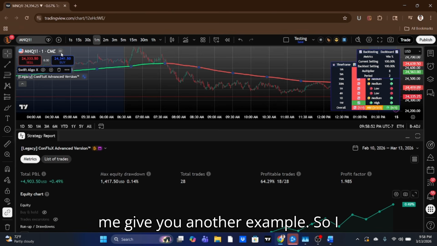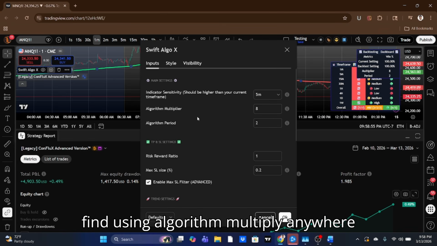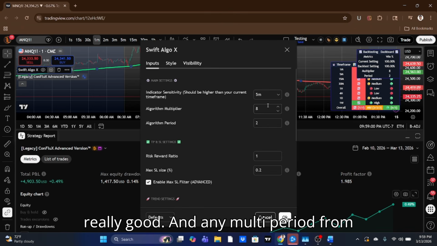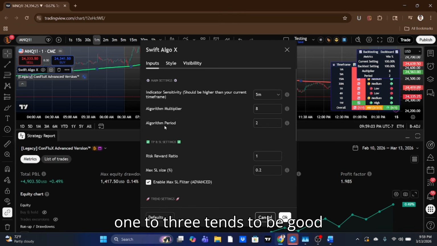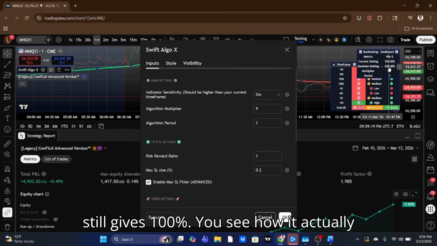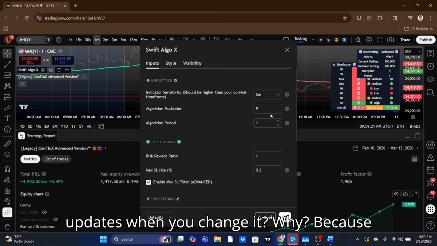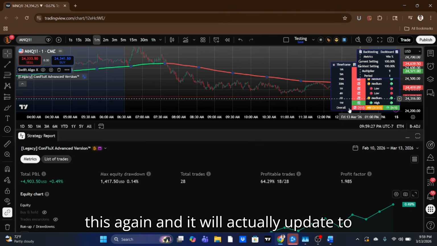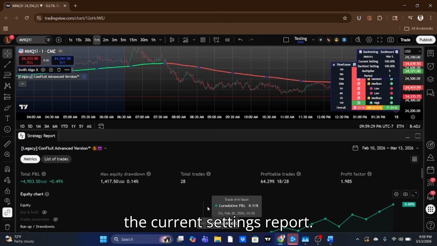Now, let me give you another example. So I find using algorithm multiply anywhere from 7 to 10, like 7, 8, 9, 10 is really good. And any multi period from 1 to 3 tends to be good as well. So let's say we do like a 9 and this to a 1, and let's see. See, even a 9 and a 1 still gives 100%. You see how it actually updates when you change it? Why? Because it still gives 100%. So just click on this again and it will actually update to the current settings report.